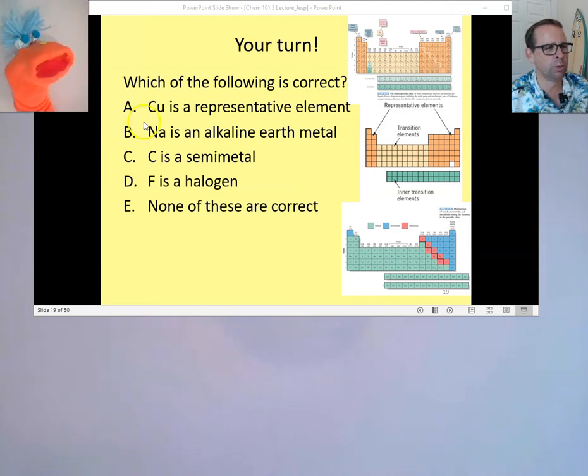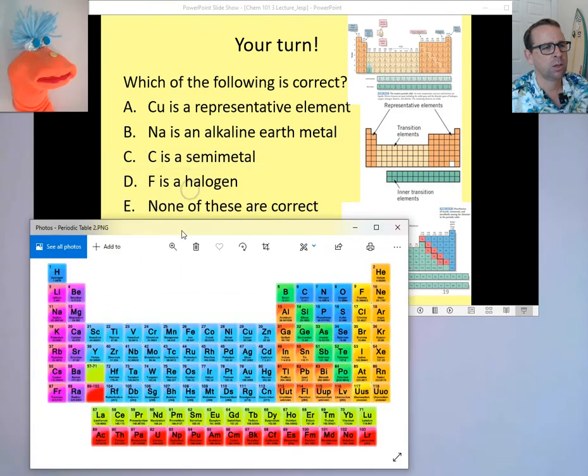I really can't remember. Okay, well, let's bring out the periodic table. What we got? Copper. Where's copper? Copper's number 29 here. Well, that's not a representative element. That's a transition element, so that's not right.